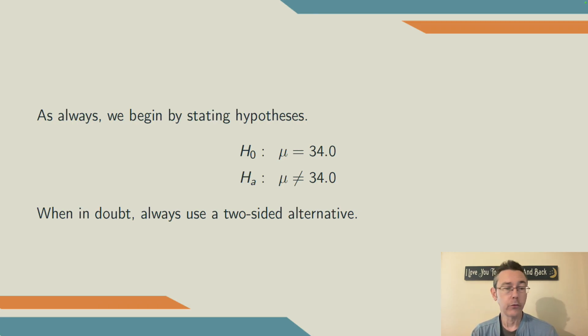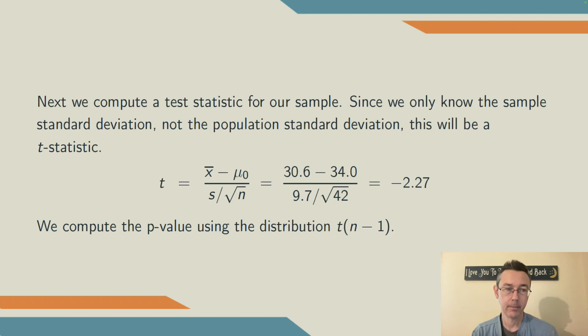Secondly, notice that I've used a two-sided alternative hypothesis. That should be sort of your default unless you have a very specific reason to only be concerned with the possibility that a parameter is less than the null hypothesis value or that it's greater than the null hypothesis value.